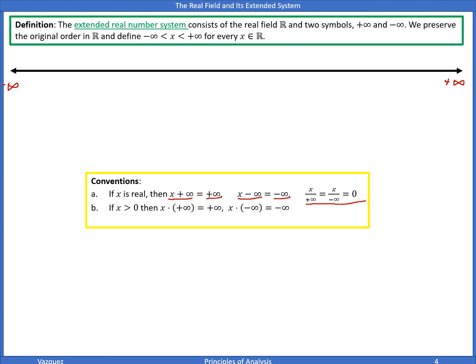If x is greater than 0, in other words, if x is positive, then x times positive infinity will just equal positive infinity, and x times negative infinity is just negative infinity. What happens if x is negative? Well, then x times infinity is negative infinity, and x times negative infinity is positive infinity. Again, here it was negative times a negative, positive. Over here, negative times a positive is a negative.